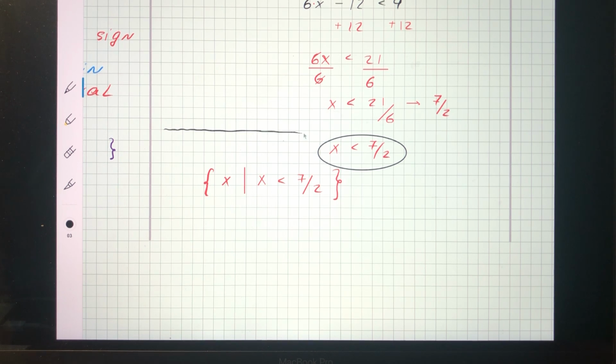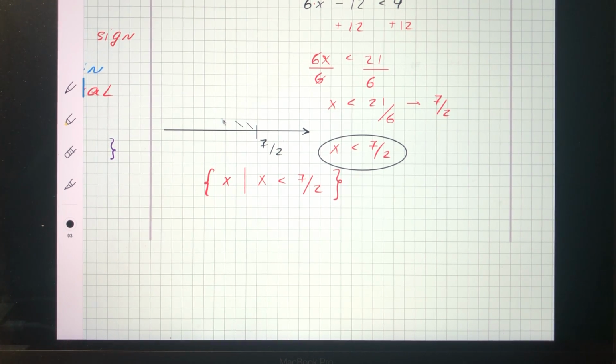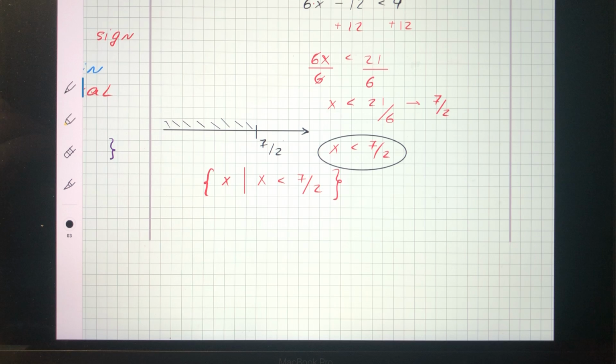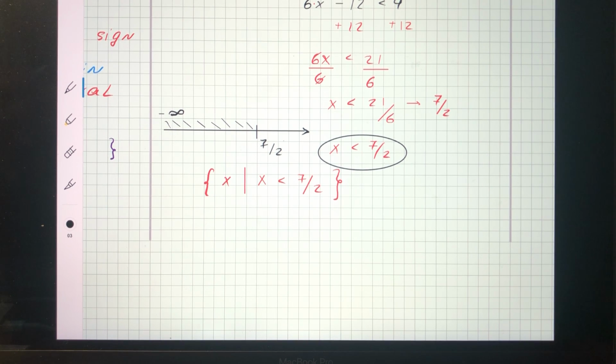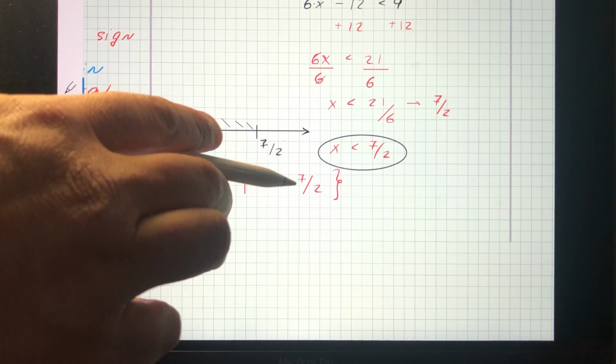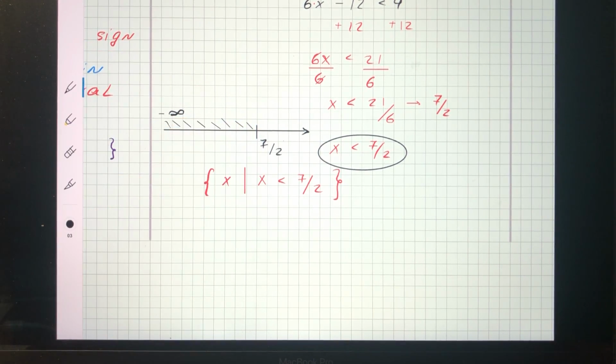Here is a number line. Somewhere there is 7 halves. And less than is everything to the left. Now, to describe this interval, we need to know where it begins, which is on this side, somewhere all the way to the end. And all the way to the end to the left is negative infinity. So we begin with negative infinity, we end at 7 halves, and we do not have an equal sign, which means we end with a parenthesis.